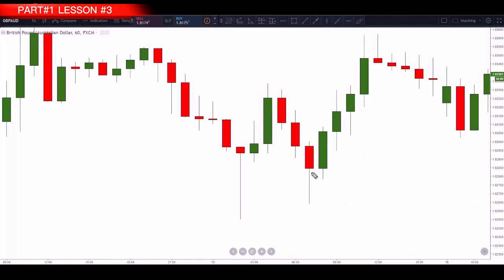So let's say that this candlestick here, the red one, we know opened at the top of the body, right? Well, let's say it's 5 o'clock p.m. when this candle opens.